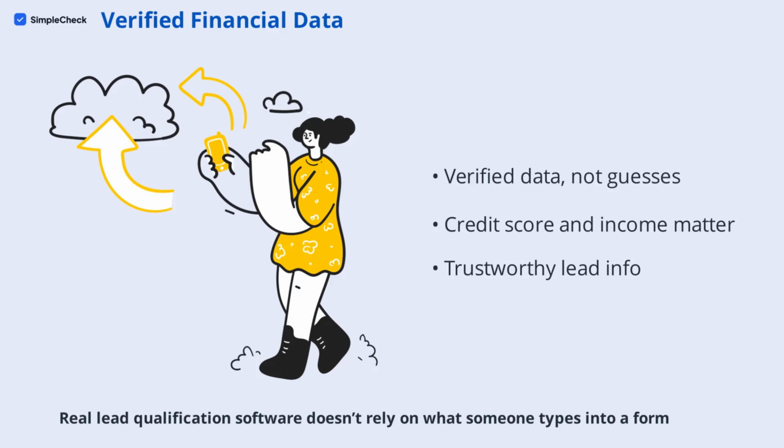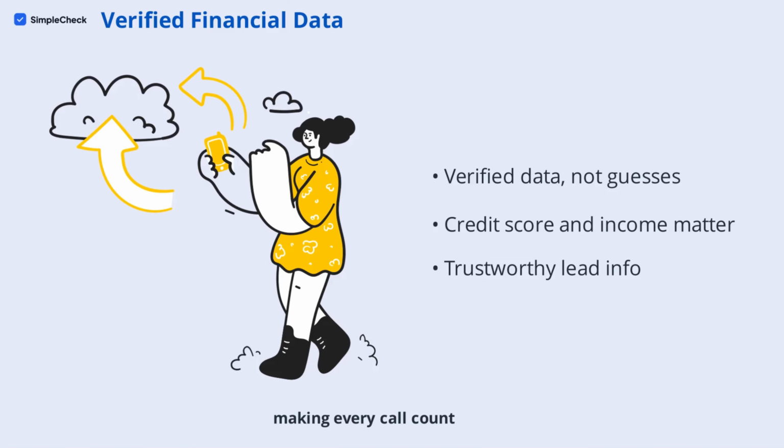Real lead qualification software doesn't rely on what someone types into a form. It pulls verified financial data, credit score, available credit, and reported income from trusted sources. This means your sales team gets the truth, not guesses or inflated numbers. With this approach, your closers only speak to leads who can actually pay, making every call count.